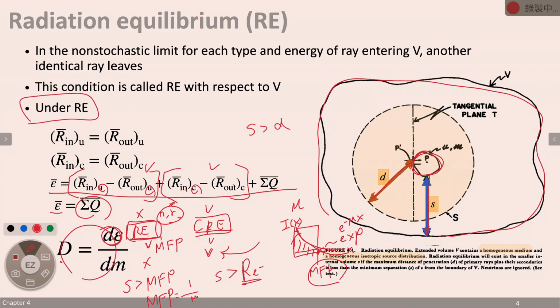You should think about the S and D relationship. And if your region of interest is greater than the charged particle range, then we say it's charged particle equilibrium. If your separation is greater than the mean free path of your non-charged particle, then we say it's radiation equilibrium. And once radiation equilibrium exists, that means charged particle equilibrium exists also. Is that clear? Okay.